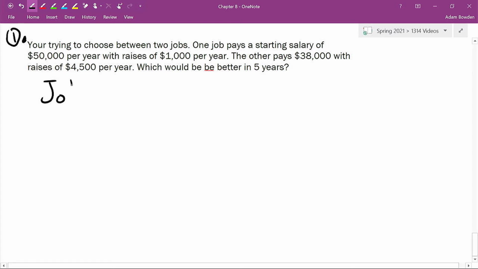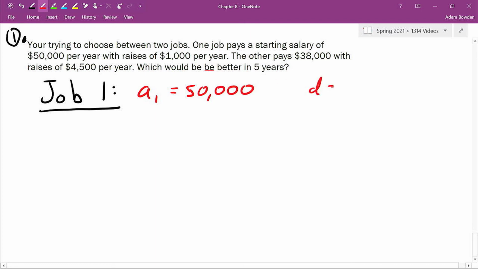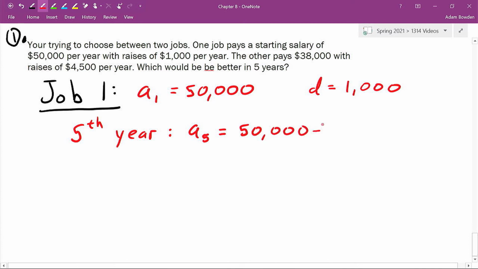So here's how it works. For the first job, we're dealing with basically an arithmetic sequence where the first term is our starting salary of $50,000. And the d, which is what will be added each time, the raises, will be $1,000. So we can calculate this using the arithmetic sequence. For the 5th year, we'll be calculating a5, which would be equal to 50,000 plus 1,000 times 5 minus 1. And that comes out to be $54,000.